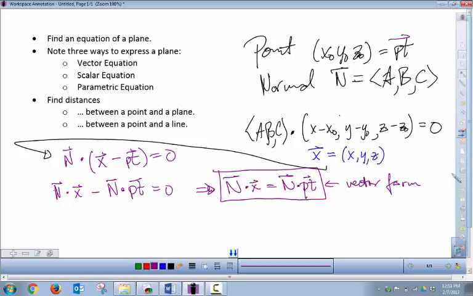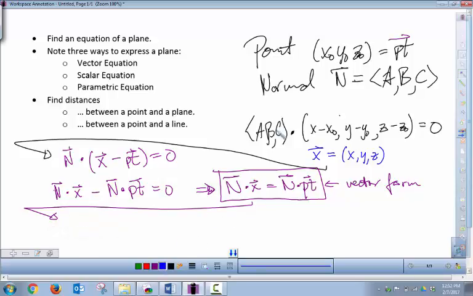So that's one way to write the plane, and it's not very common to write it this way, but it can be expressed this way, and this would be a good, easy formula to remember. But the more common way to express the equation of the plane is as a scalar equation, which, if we carry out this calculation from here, we can easily come up with.